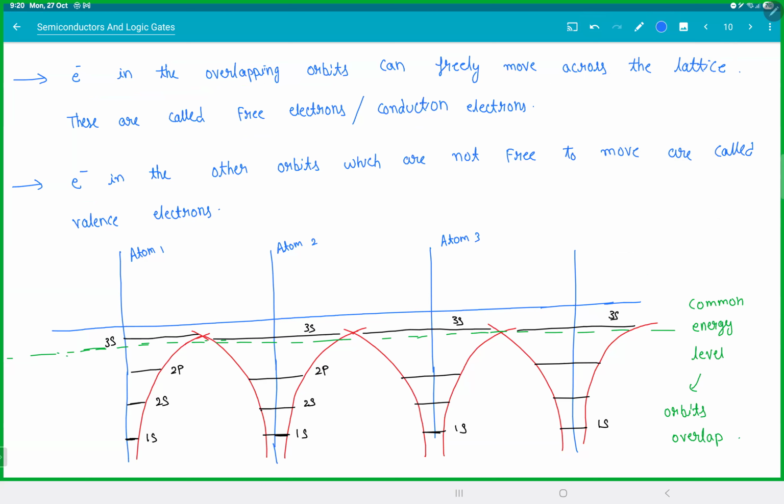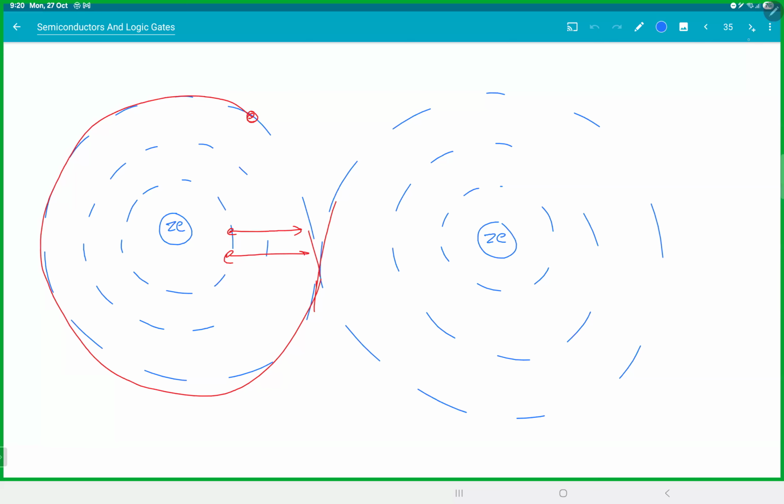So now if you have multiple atoms like this, and I try to draw the energy level for all the atoms, you will notice there is one common energy level. The same example which I gave you. In this scenario, this is 1s, this is 2s and 2p, and this is your 3s. So what is the common energy level? The 3s orbit, right? That means any electron in 3s or beyond is free to move from one nucleus to another nucleus. They can jump around.